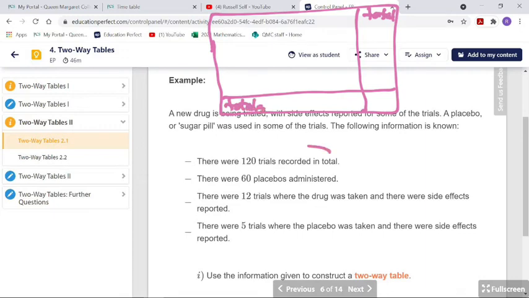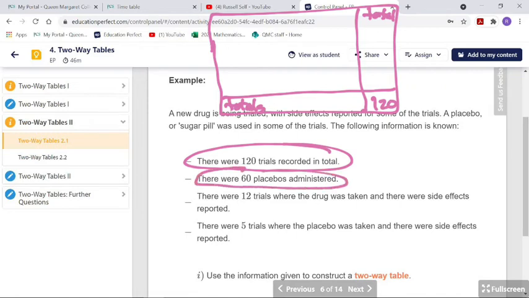It says there were 120 trials recorded in total. So where's that going to go? Down at the bottom. That's how many total out of every trial. Okay? Good. There were 60 placebos administered. So we need to know there was a placebo, and there was a total of 60 placebos administered. So we could put that in.